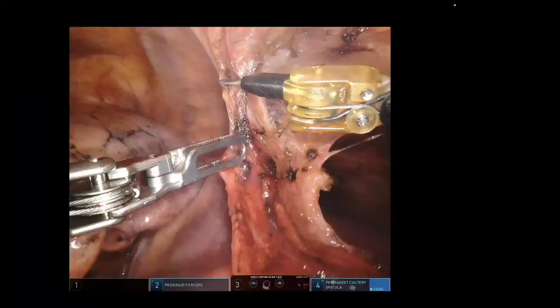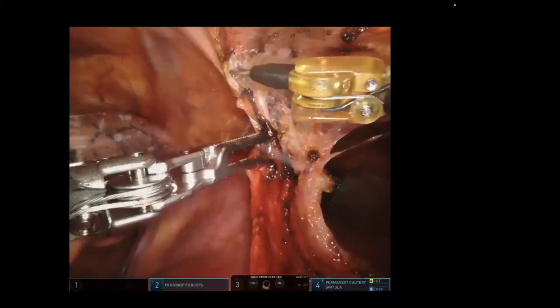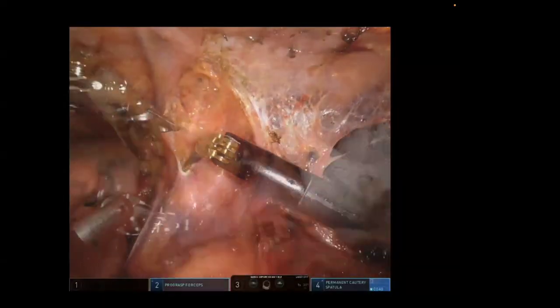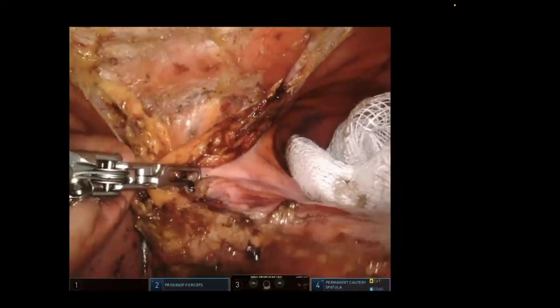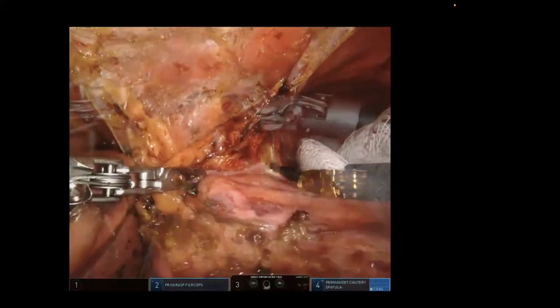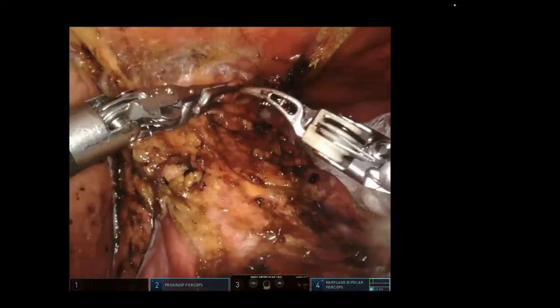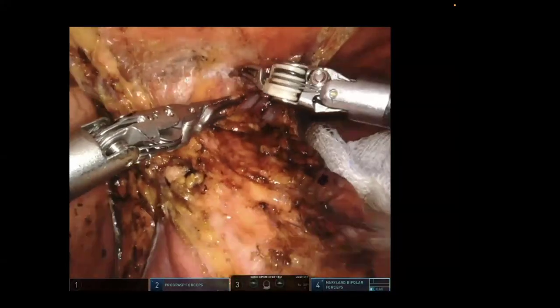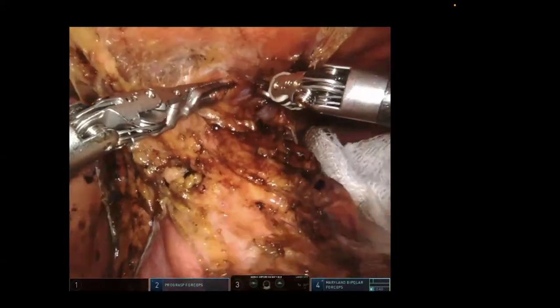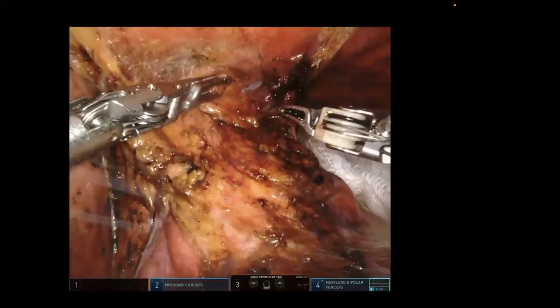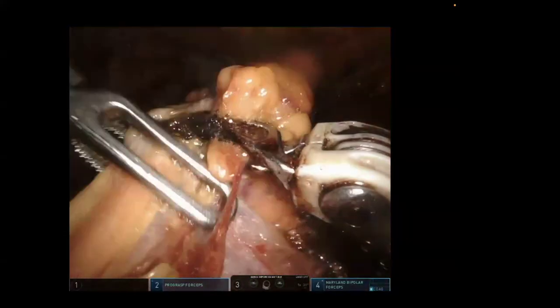The latest approach now is to do it by robotics through the subxiphoid, through the midline below the sternum, through the subxiphoid space. We introduce the camera, and the beauty is that you can visualize both the phrenics at the same time, and the neck is nicely visualized. So the radicality and the safety of the surgery is greatly enhanced by this latest approach.